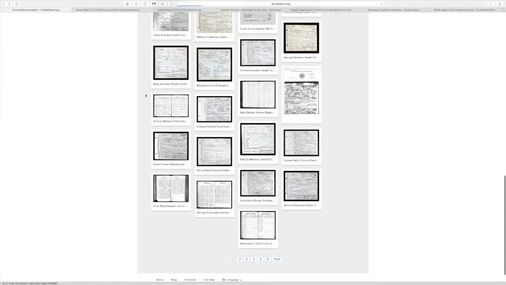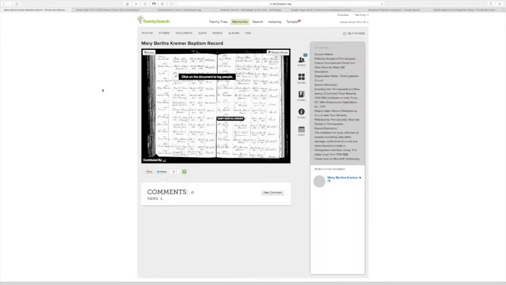Take a look over here and just kind of pick one at random and see what we come up with. So this would be from Pennsylvania, Historical Society of Pennsylvania. You can see over here, town records, church and town records, and the Lutheran church. So this would be Lutheran baptisms. Searching down, Philadelphia, Pennsylvania, etc.